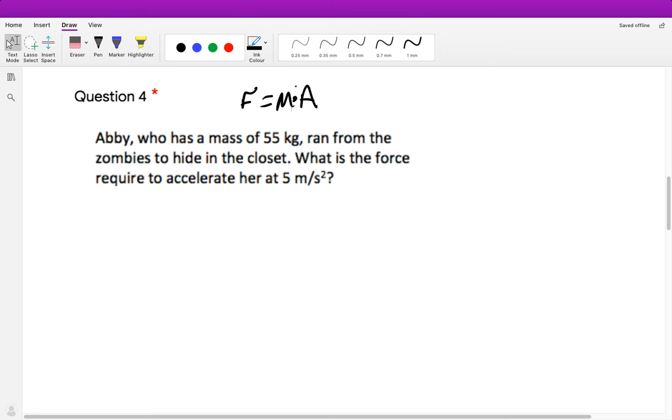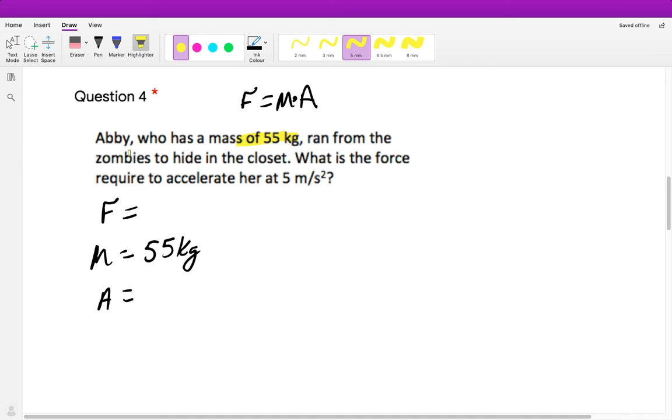All right, so once again, we're using our force is equal to mass times acceleration. So that means in this problem, I'm going to write out what force, what mass, and what acceleration is equal to. So Abby, who has a mass of 55 kilograms, so right away I can write for my mass, 55 kilograms. So she ran from the zombies to hide in a closet. What is the force required to accelerate her at 5 meters per second squared? So they're telling us that if her acceleration is 5 meters per second squared, what is her force? So this is what we do not know.